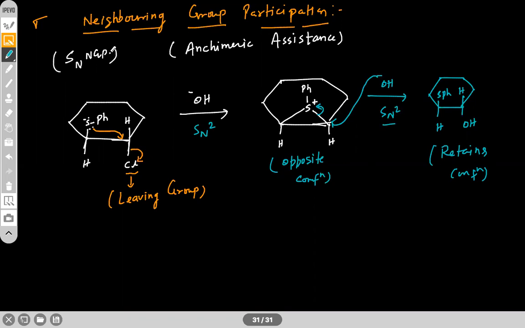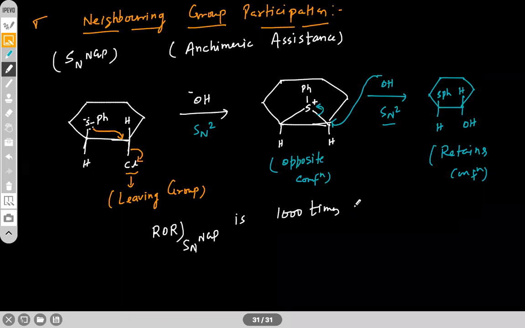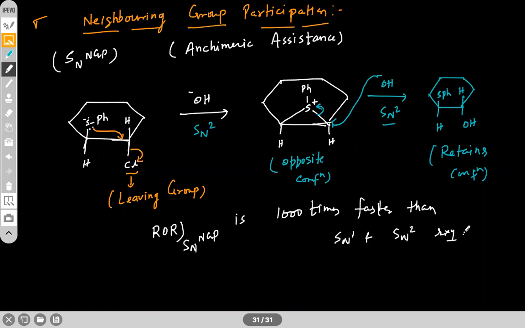So the properties of this reaction: the mechanism is through SN2, but we have two steps of SN2. So we retain the configuration of the molecule. R is R only. In between it becomes S, but then again it converts into R. When it takes place, we have SPh present like this, a lone pair must be here, and the leaving group present on the opposite side. The second property of this reaction is that it is an extremely fast reaction. The rate of reaction of SNNGP is 1,000 times faster than SN1 or SN2 reaction. It happens so fast.